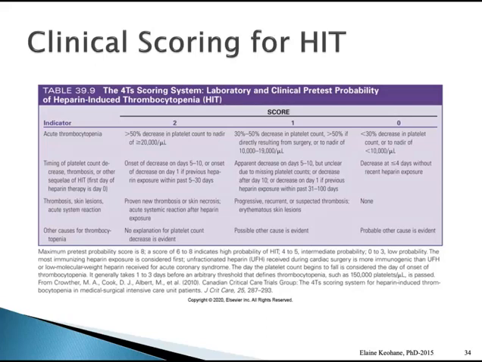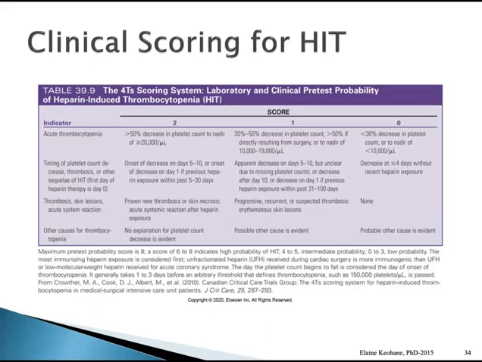There is a way of scoring. This is called the 4T scoring system. It is checking for the probability of heparin-induced thrombocytopenia. And so for this, we need to know whether or not there's thrombocytopenia. We need to know the timing of the platelet decrease, the thrombosis, the presentation of thrombosis, okay?